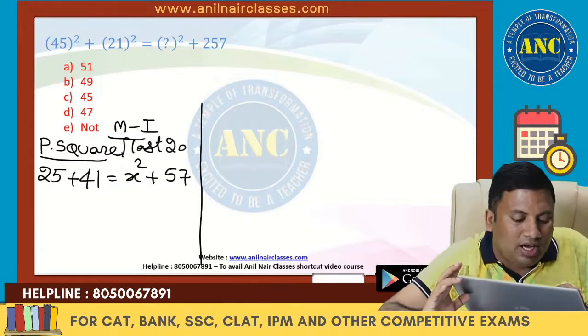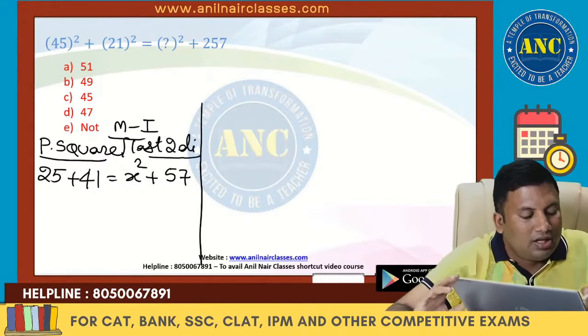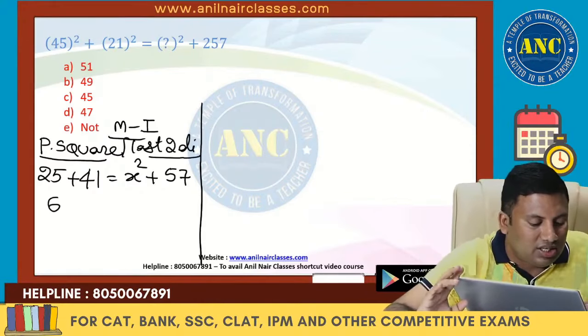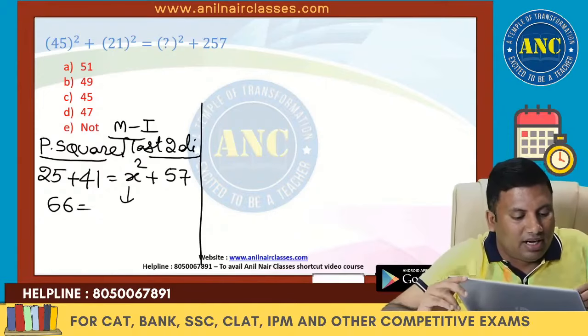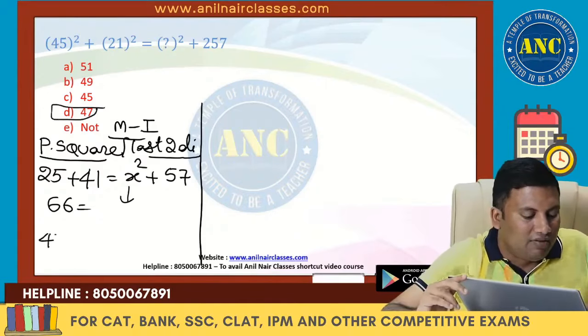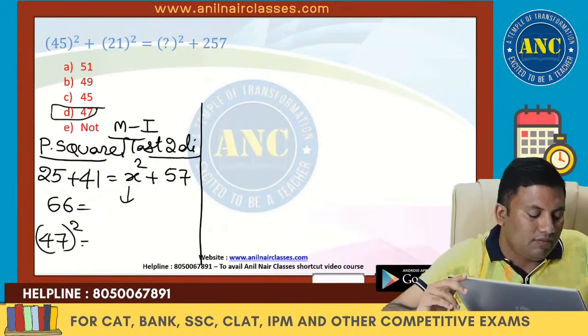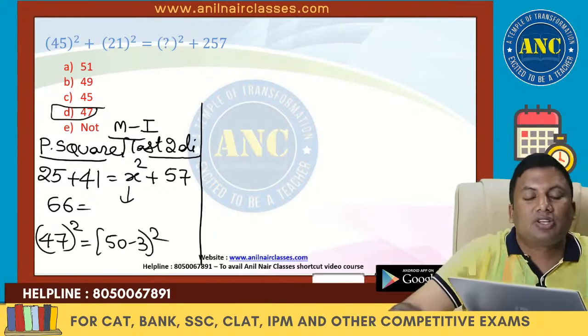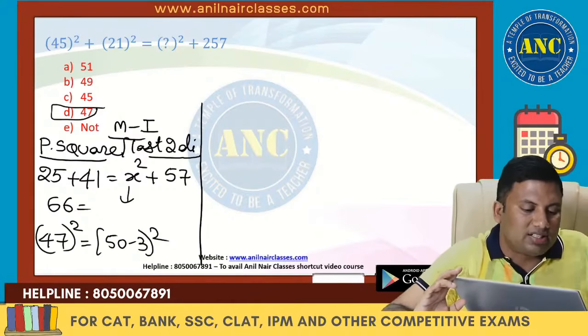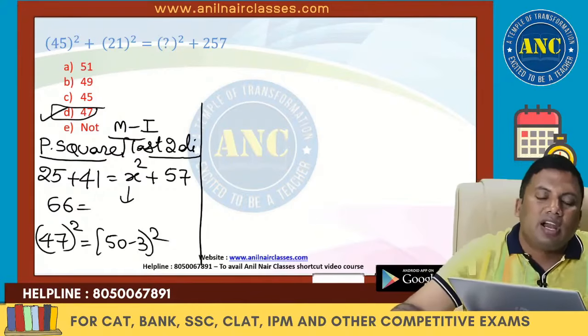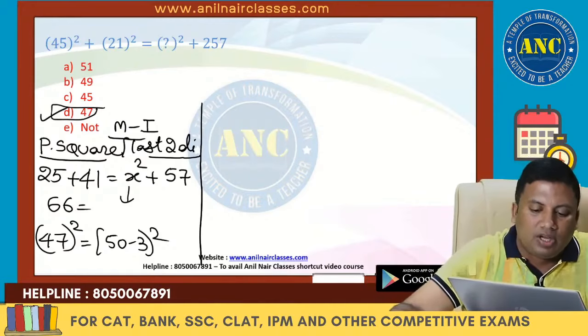I am using the last two digits logic. This is nothing but 66. This is 66, so this should be 9. Which answer option on square am I giving? If it is 47 square, 47 is 50 minus 3 square. X square and 50 minus x square, last two digits will be the same. So the answer is nothing but 47. Last two digits will easily help us get the answer. I hope it is clear.